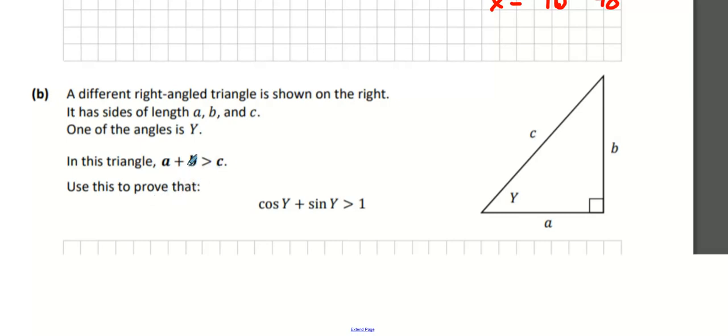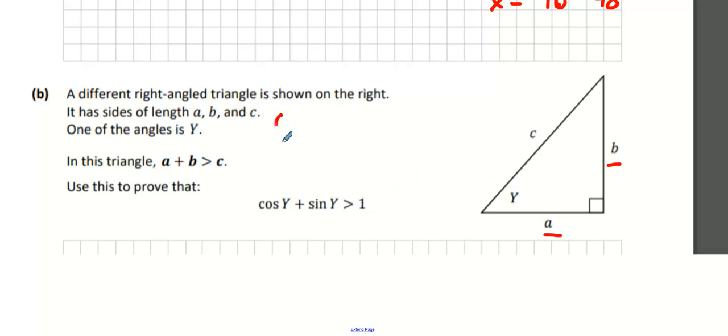Now, in this triangle, A plus B is bigger than C. Okay, that's standard. Any two lengths in the triangle have to be larger than the third side. Any two sides have to be larger than the third side, otherwise it doesn't form a triangle. Prove that cos y plus sin y is greater than 1. Okay, so here's what we'll do.